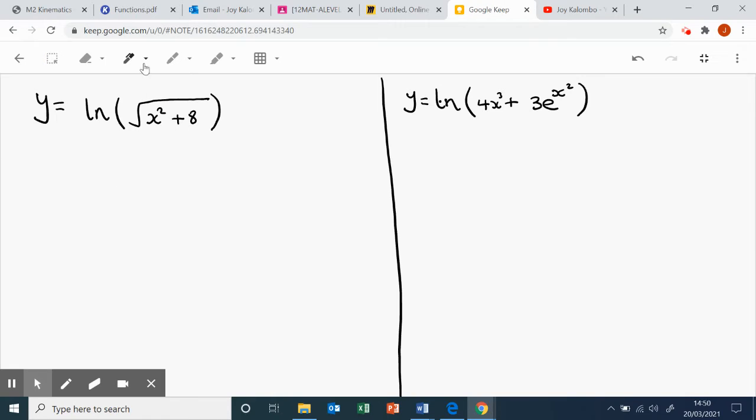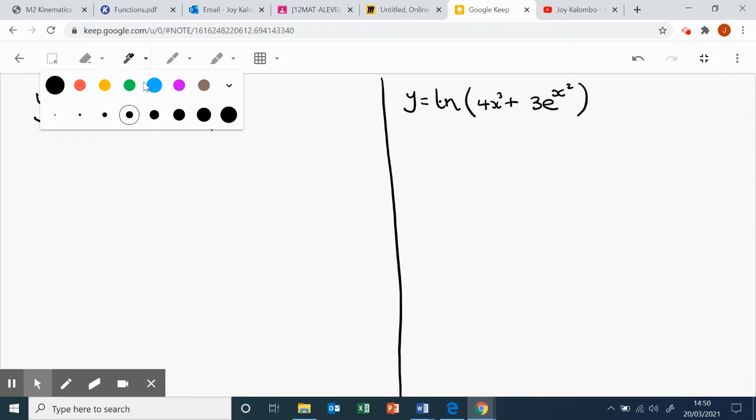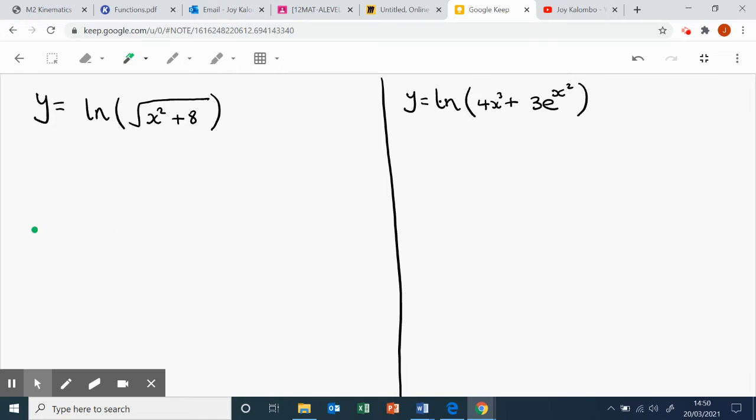Let's get to it. I'm going to write in green actually, I don't write in green very often. We're going to use the chain rule. So we're going to let the inner function of this ln be u. So u is equal to the square root of x squared plus 8, meaning that y equals ln of u.